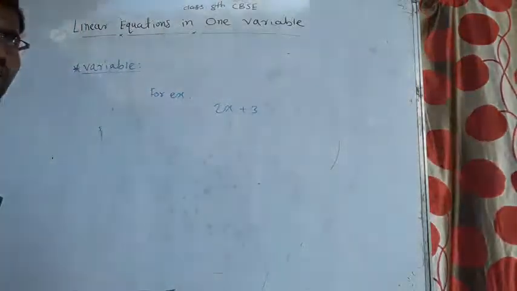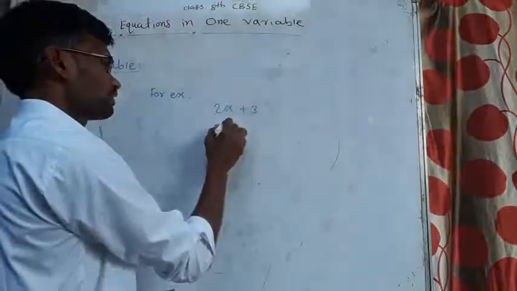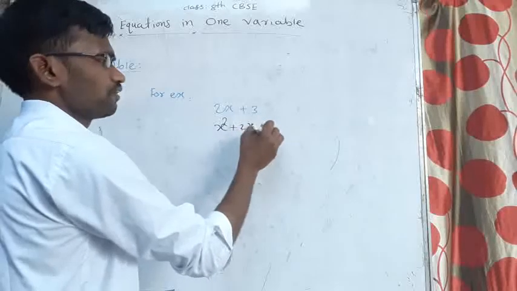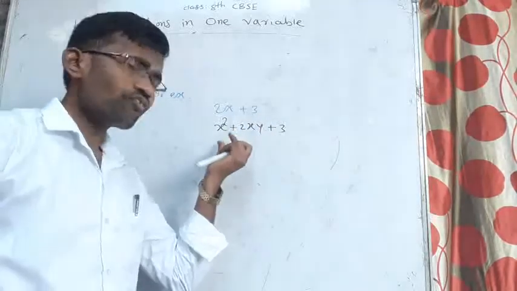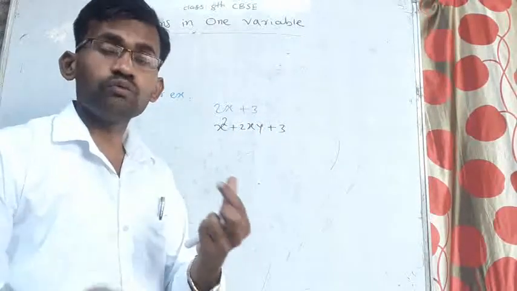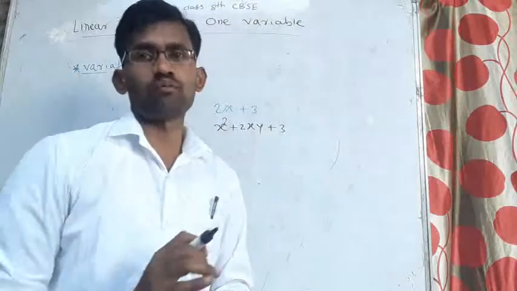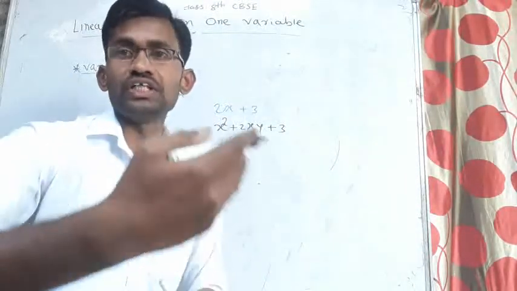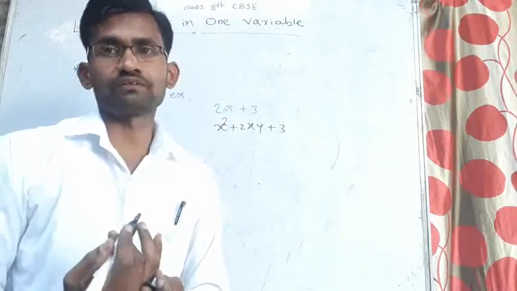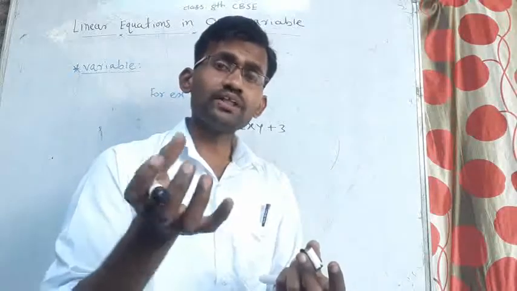Another example, x square plus 2xy plus 3. Instead of x and y, we can put any value. So the value is changing. So these are the variables. Okay.